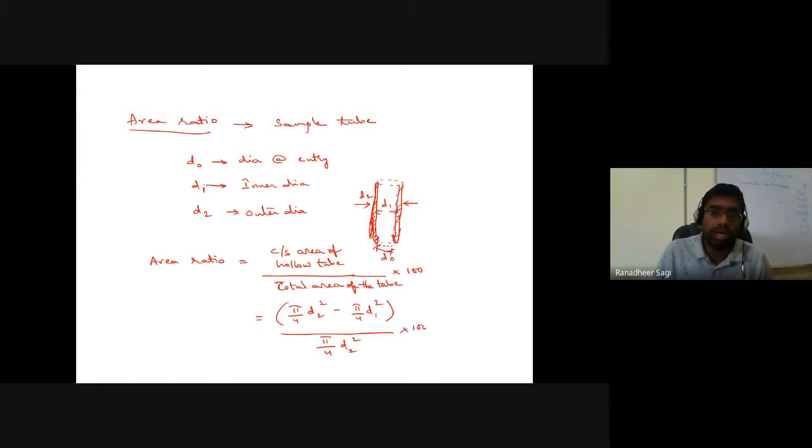So into 100. If this area ratio, whatever you are trying to calculate, comes out to be less than 10%, we say the soil sample which is getting collected in the sampling tube is mostly existing in an undisturbed state. If the area ratio comes out greater than 10, we say the soil sample collected in that sampling tube is mostly in a disturbed state, and that soil sample cannot certainly be used for determining the shear strength, the permeability, or the compressibility characteristics of the soil.